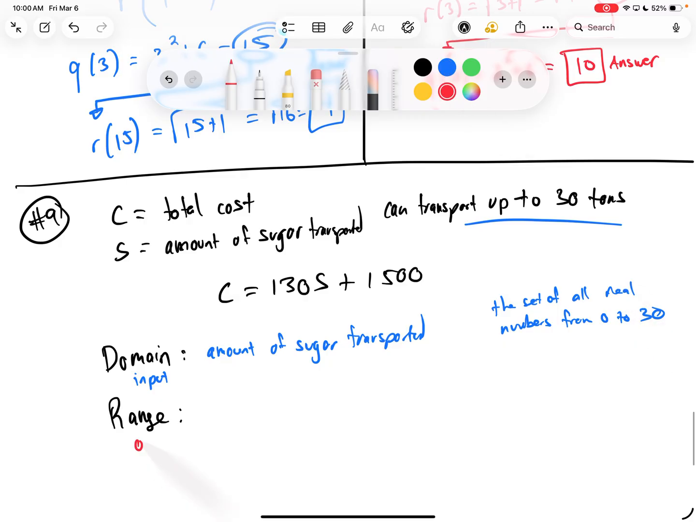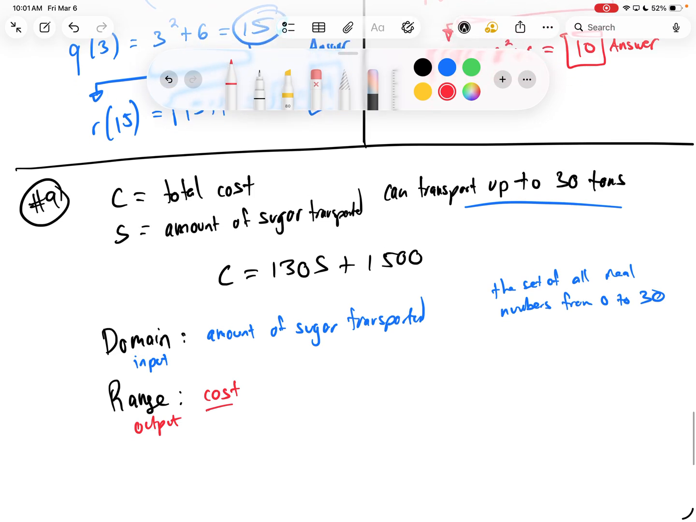All right, my range is the output. So it's going to be the other one that we didn't choose: cost, right? That's fine. Now, if I know my S has to be 0 to 30, how could I figure out what my cost could be? I plug them both in. Plug in 0 and 30.